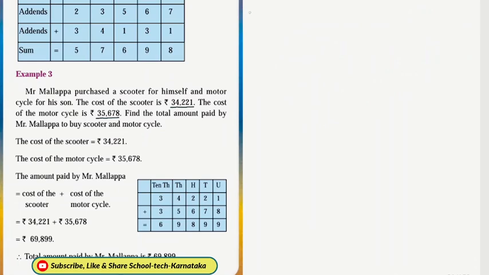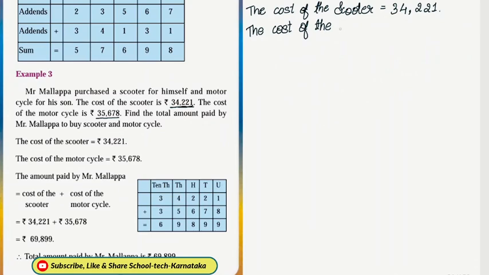So, the cost of the scooter is equal to 34,221 and the cost of the motorcycle is equal to 35,678.